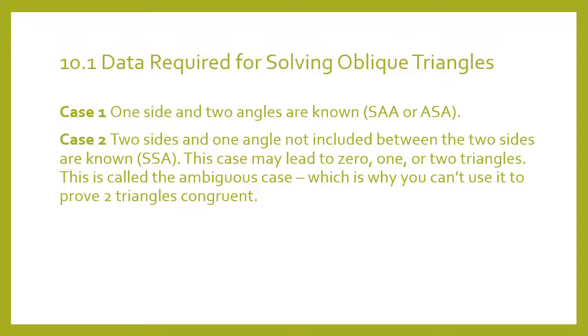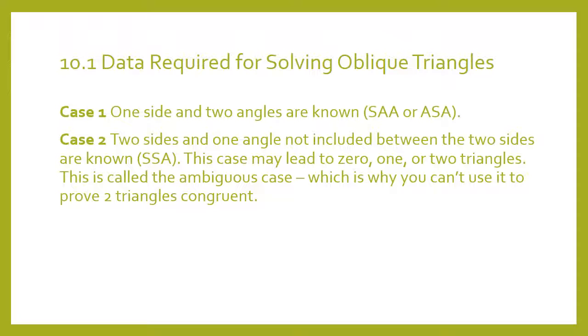Case 2 is a little different. Case 2 says we know 2 sides and we know an angle, but the angle's not in between those 2 sides. This would be SSA. Or if you remember from geometry, you're always told never use angle side side. That doesn't work, and you don't want to write the abbreviation down. It's just kind of a way to remember not to use that. The reason we can't use it is because it doesn't necessarily guarantee that the 2 triangles are indeed congruent, and we're going to see that.